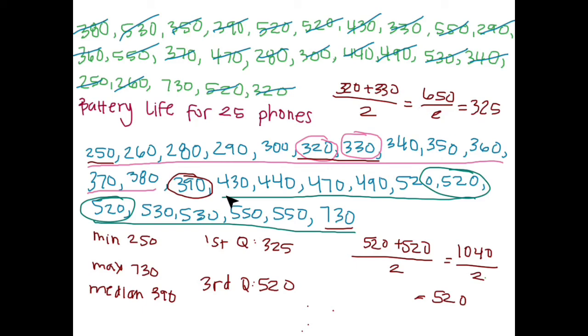I followed the same process right here to find the third quartile. So I looked at the upper half, which is in this kind of bluish green color. And then I found 520 and 520 were the middle two numbers. Well, if you take the average of the same number, it's just going to equal that same number.